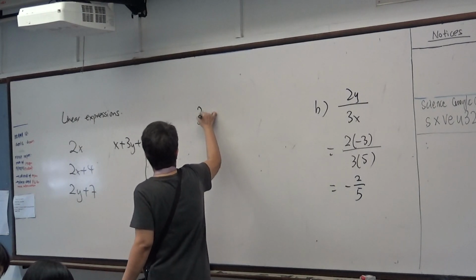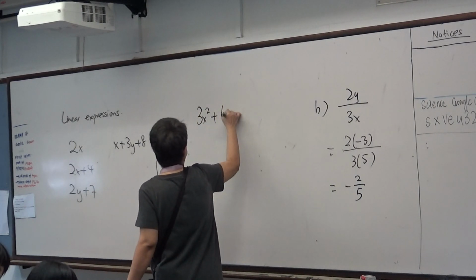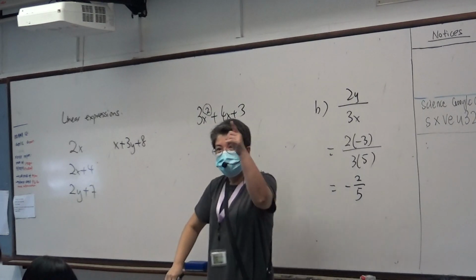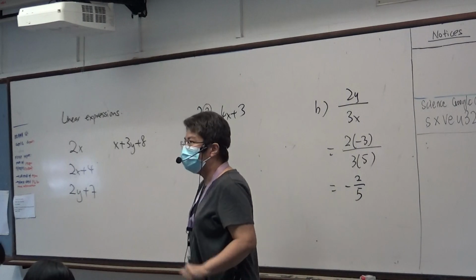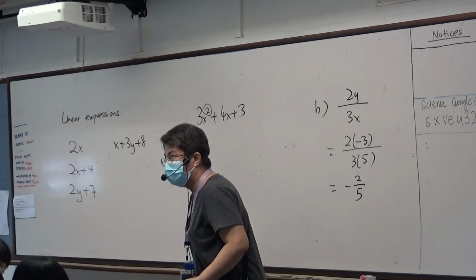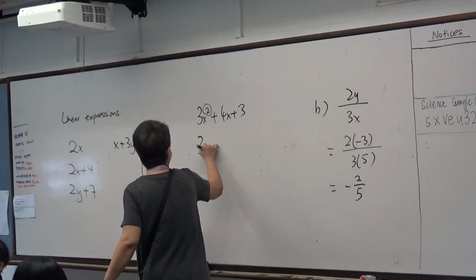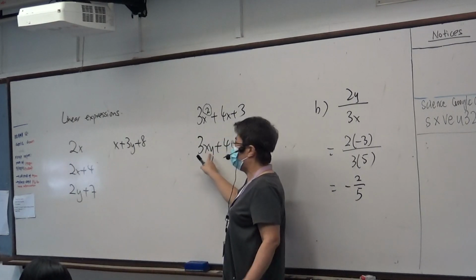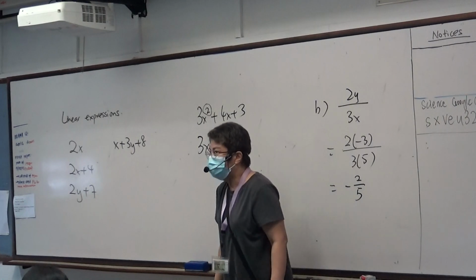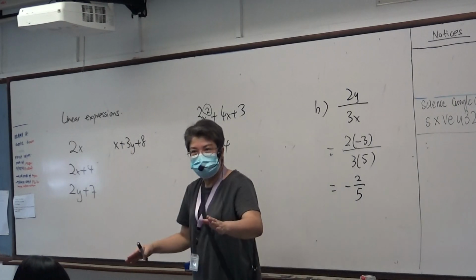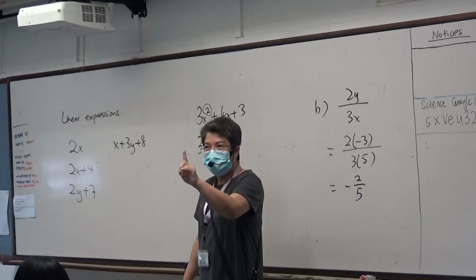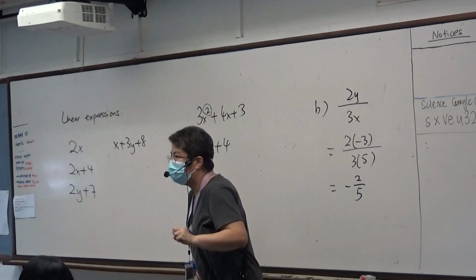For example, 3x squared plus 4x plus 3. Can you see this is power 2? Once got power 2, not linear anymore. This is called non-linear. Understand? Another example, 3xy plus 4. This is also non-linear because we have 2 variables multiplied together. You understand? Just for information, don't have to memorize this. Just know that linear means variables without power.